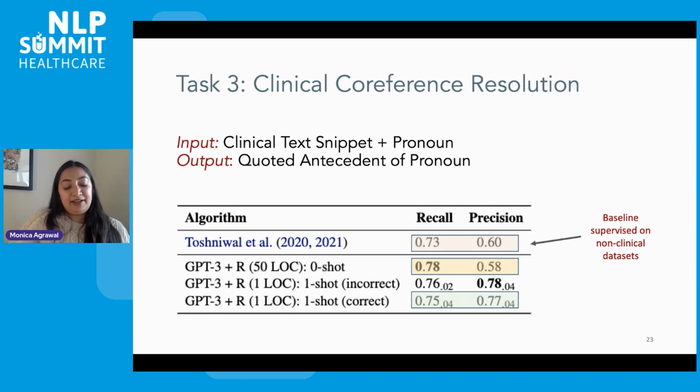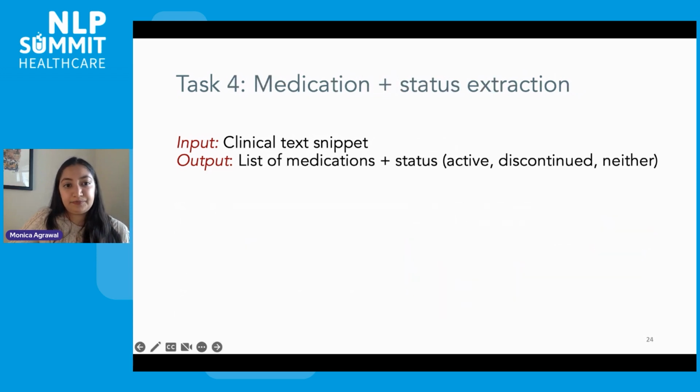And in that case, the resolver requires 50 lines of code as opposed to 1 line of code. However, further, we find that we don't necessarily need to give it a correct example in the guided approach versus just showing what structure we want.